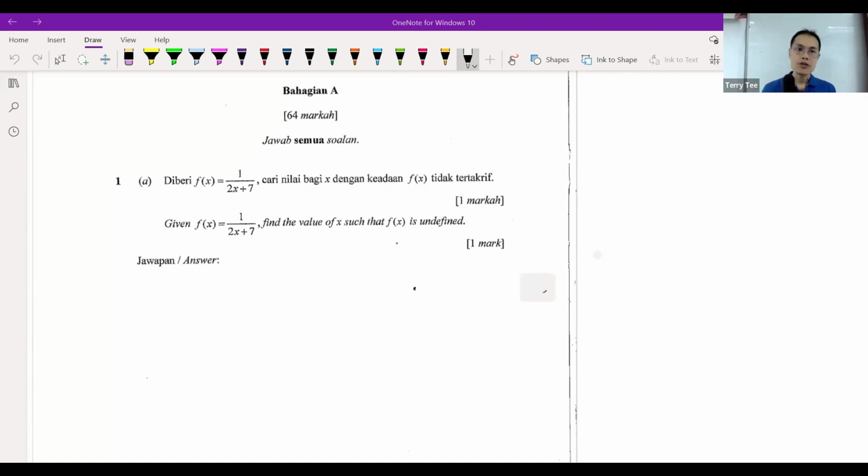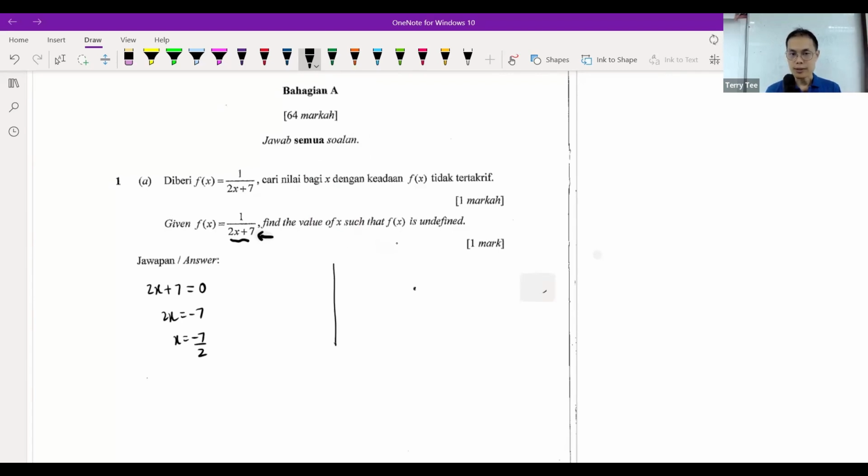Now, remember, a function is undefined in this case when you have what we call a reciprocal function, which is a function with fraction involving x. Your denominator contains x. So in order for this function to be undefined, your denominator must equal 0. So in this case, 2x plus 7 equals 0. 2x is now negative 7. x is negative 7 over 2.